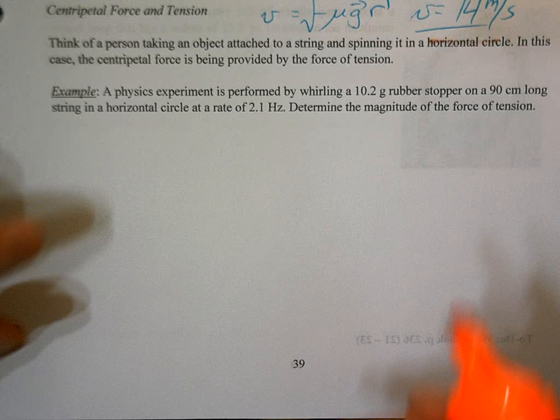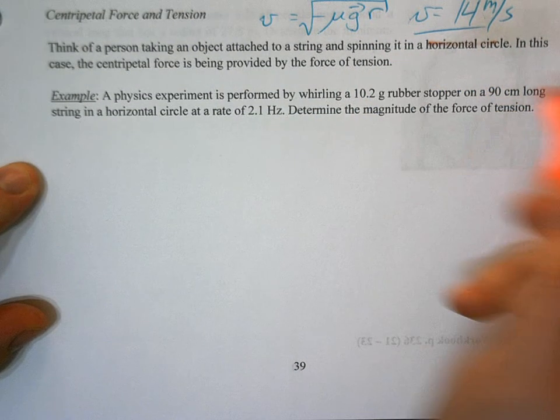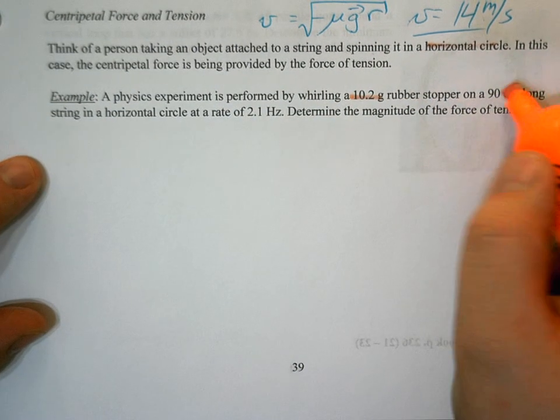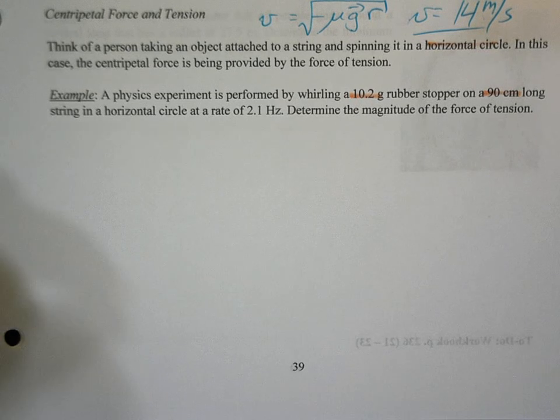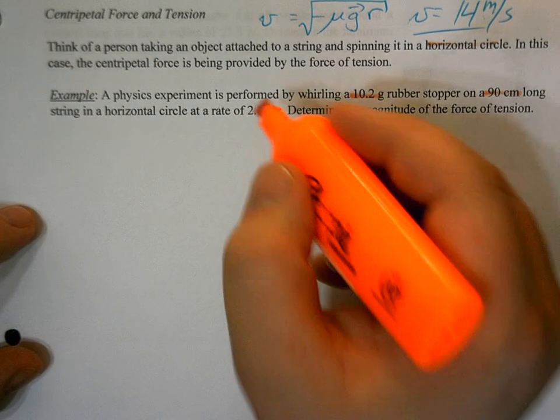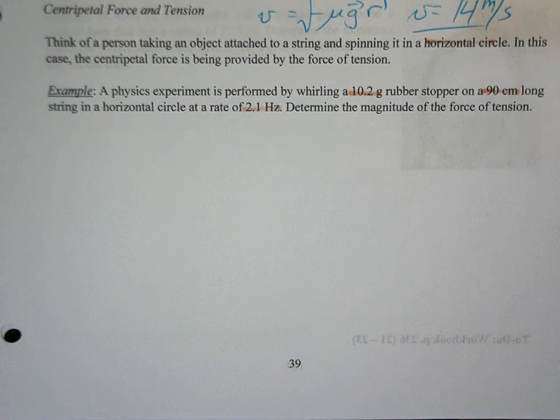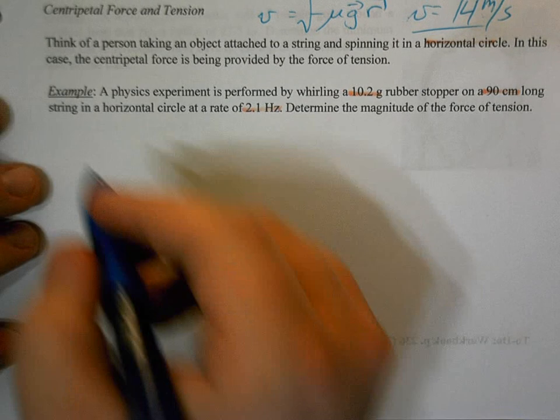So we have a physics experiment. It's going to be performed by whirling a 10.2 gram rubber stopper on a 90 centimeter long string in a horizontal circle at a rate of 2.1 hertz. So let's find the magnitude of that force of tension. Okay, so I'm going to do a top-down view.